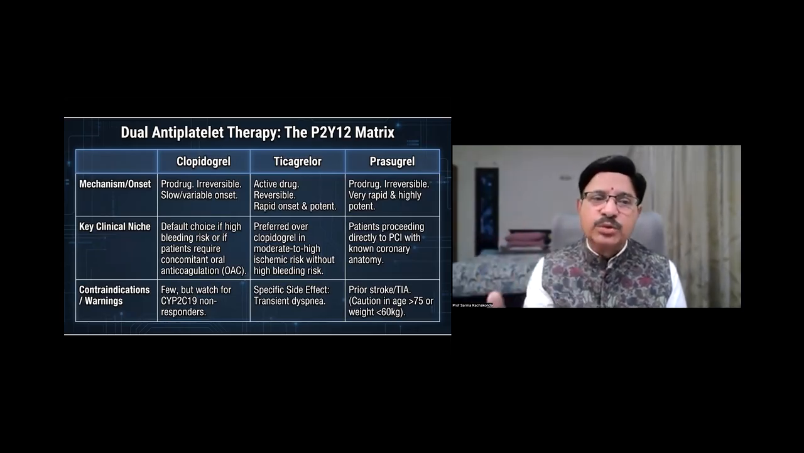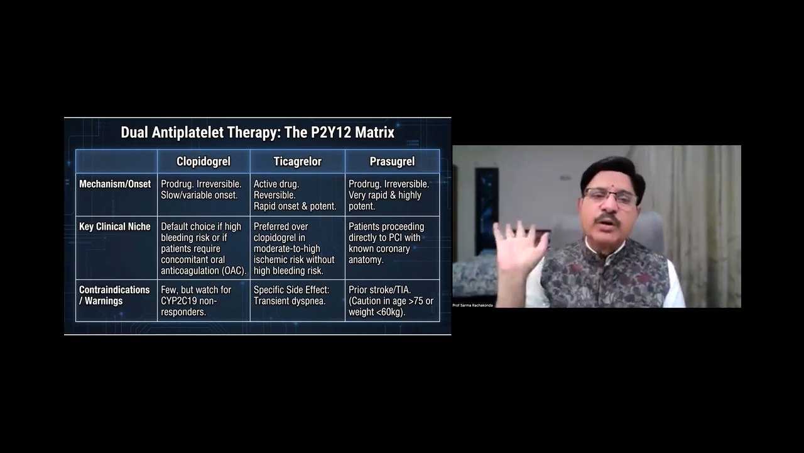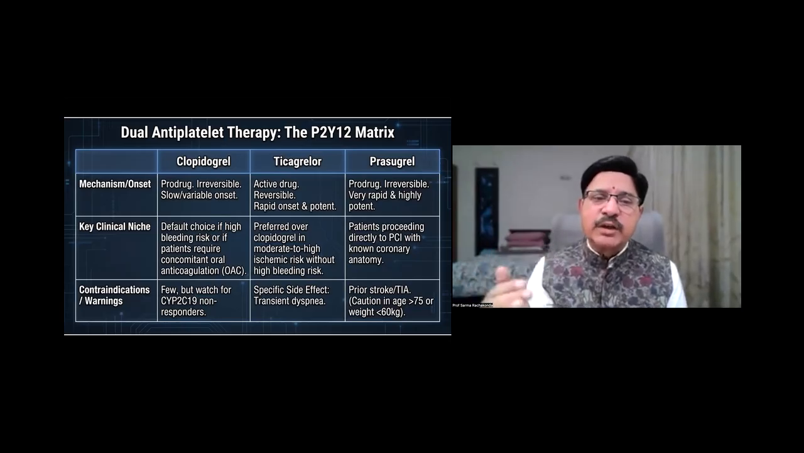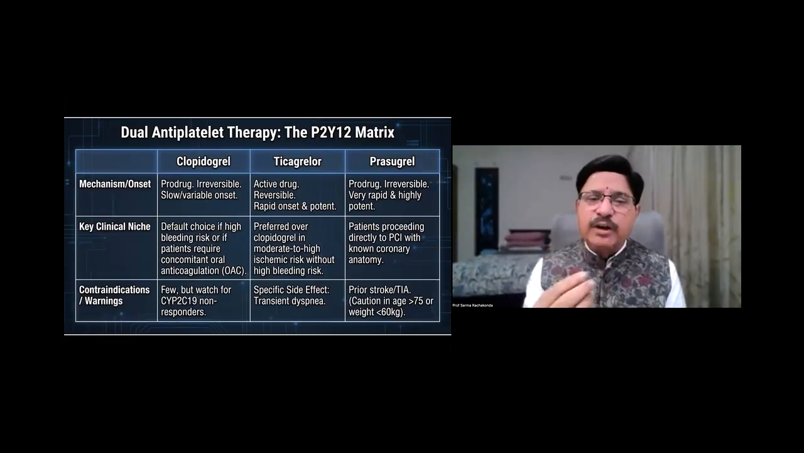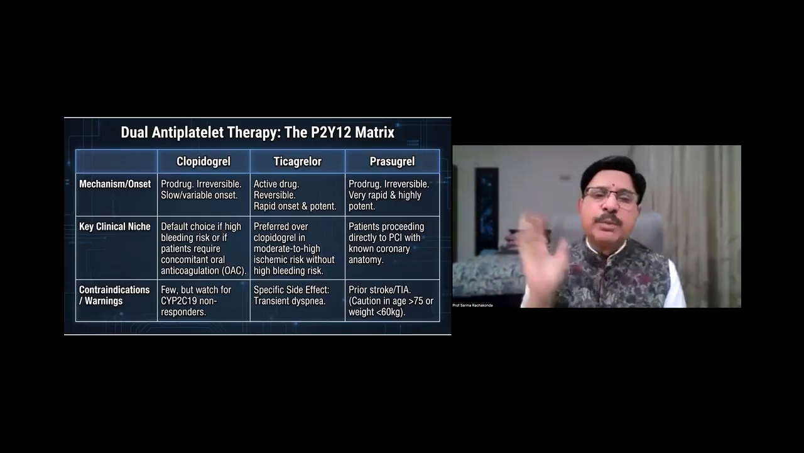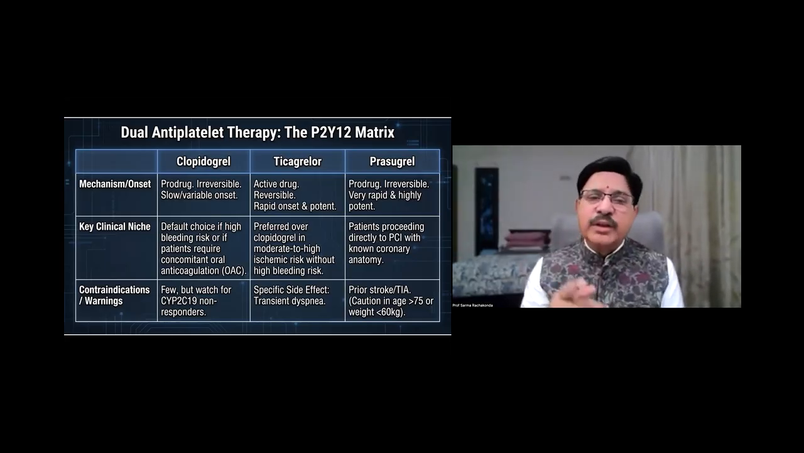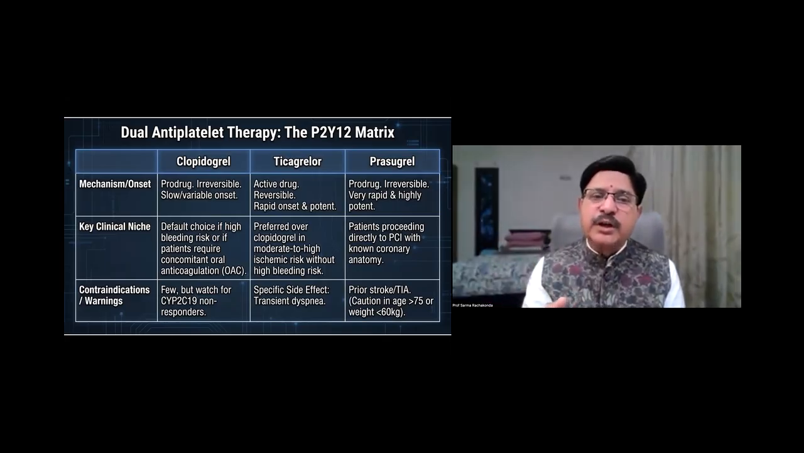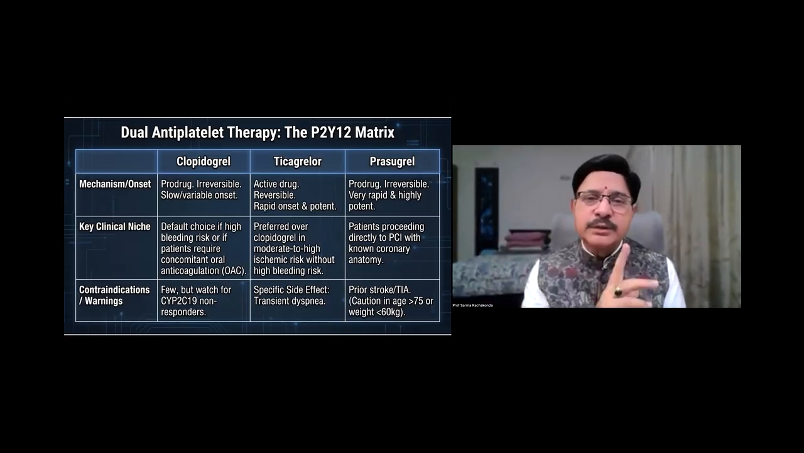Which do I use? The clinical niche: the default choice if high bleeding risk is there. Somebody has high HBR, high bleeding risk. Clopidogrel is the choice. Patients who require concomitant oral anticoagulant therapy, if they require warfarin or acenocoumarol orally, then clopidogrel is the best choice, when there is a need for concomitant anticoagulant therapy or when the patient has HBR, high bleeding risk.